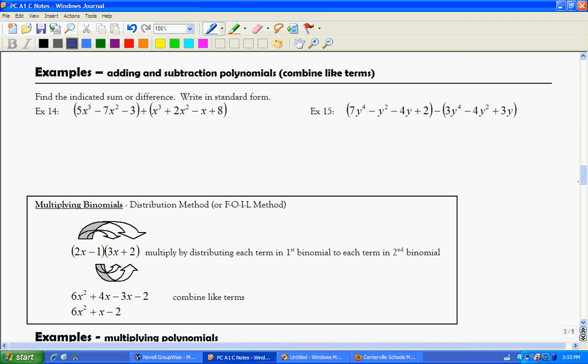Okay, adding and subtracting polynomials, it's just combining like terms. You just have to remember with the negative that you need to distribute the negative to the polynomial in the parentheses. So our first example is addition. We're just combining like terms. So we have 5x cubed and we have x cubed. Those are alike. That is going to give us our first term of 6x cubed.